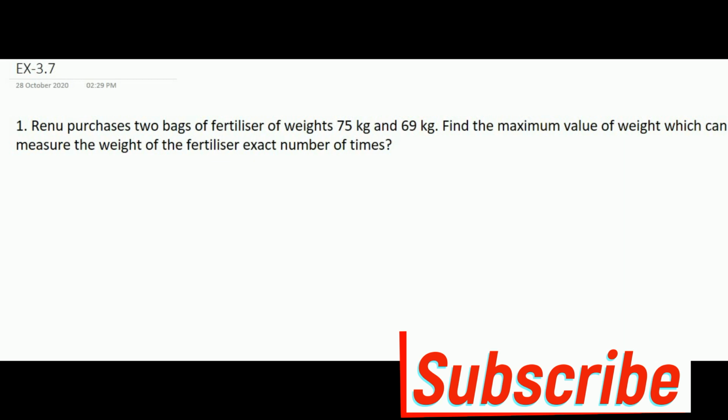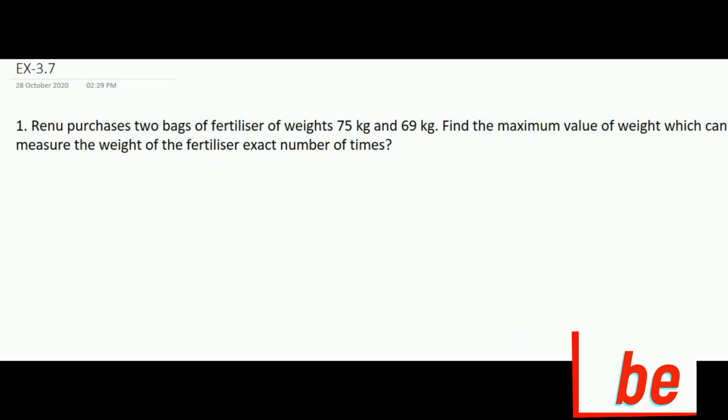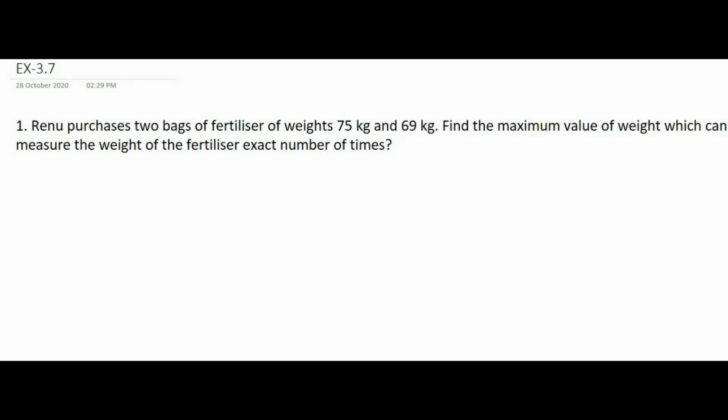So the first word problem here we have in 3.7 exercise is: Renu purchases 2 bags of fertilizers of weight 75 kg and 69 kg. Find the maximum value of the weight which can measure the weight of the fertilizers exact number of times.